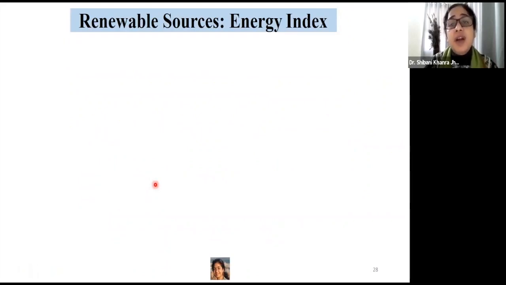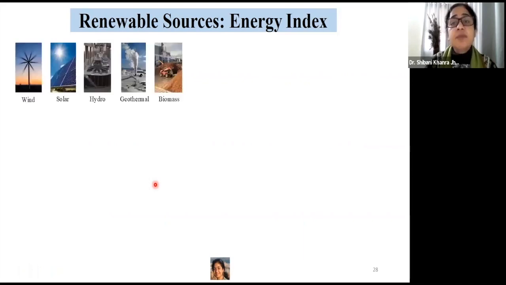Firstly, I will discuss the energy index concept. So what is the energy index concept? For that, we will take these 5 alternatives of renewable energy: wind, solar, hydro, geothermal, and biomass. We need to understand why it is required to study these alternatives in terms of energy index.